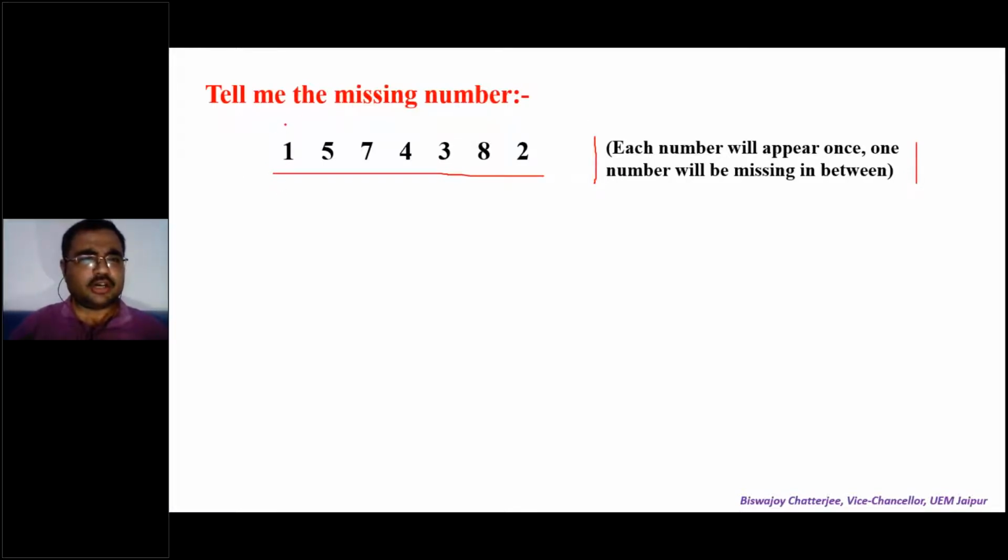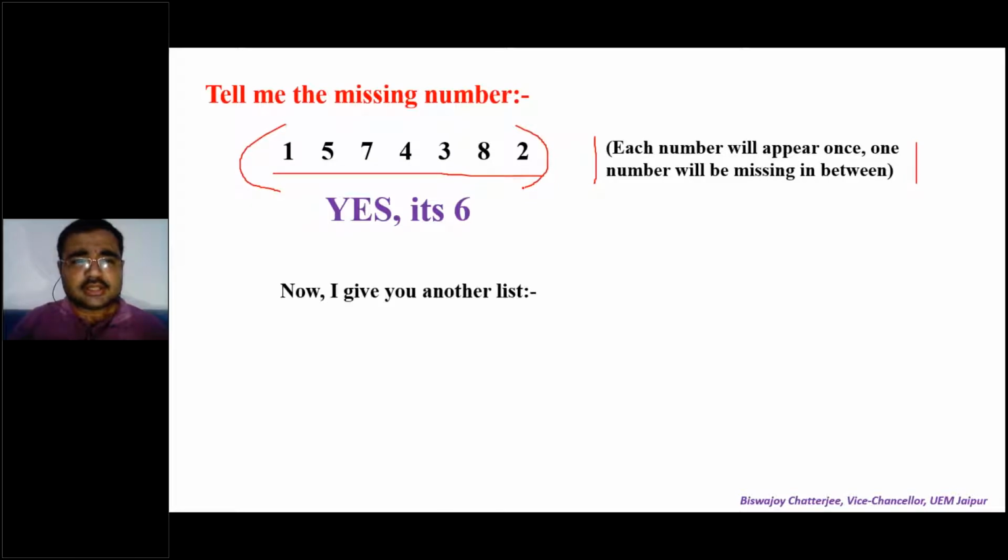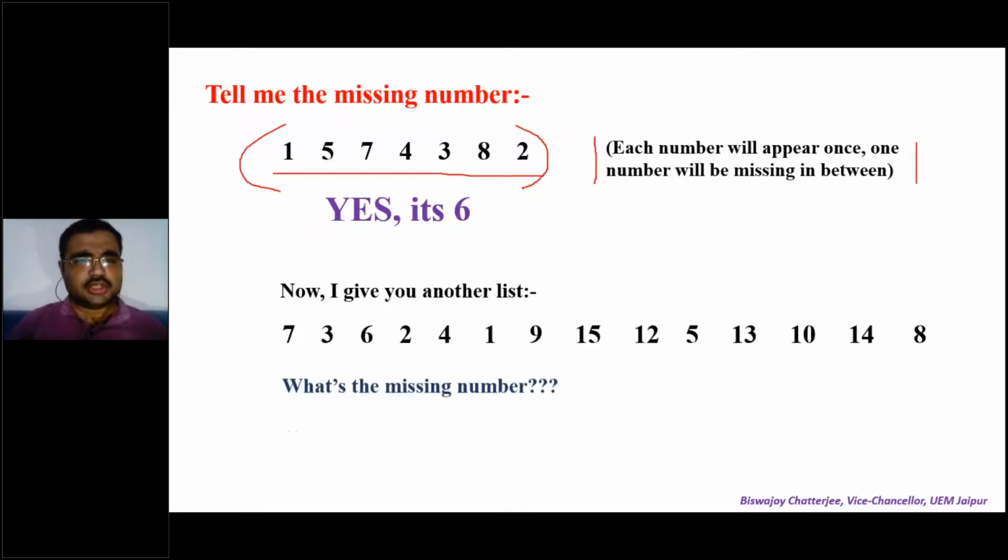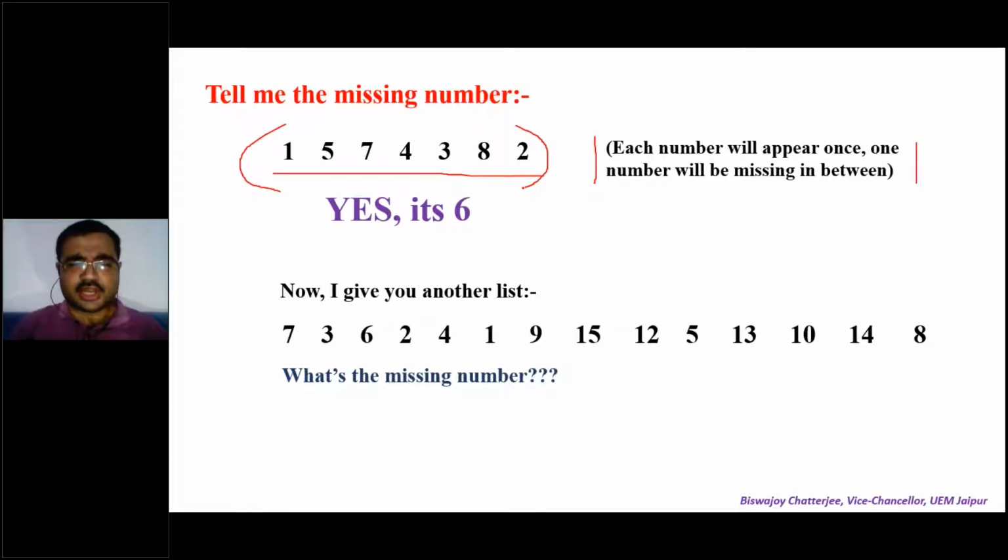Is it at all difficult to tell me that within this given list, which number is missing? Yes, you all know it very well that the missing number is 6. But if the list is bigger, say I give you another list. This is the list. Which number is missing over here? See, as I said, each number will appear once and one number will be missing in between.